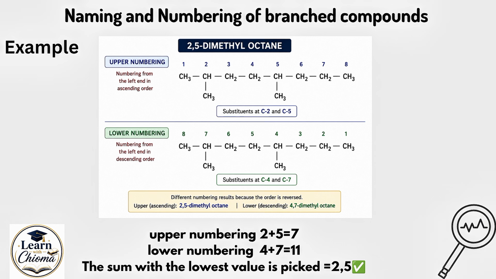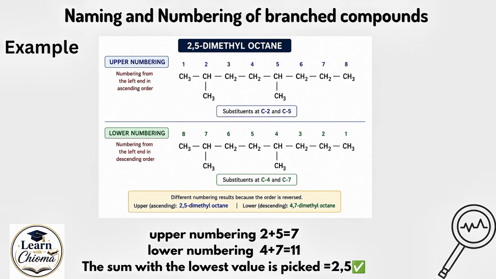Let's summarize the process for naming branched compounds. First, identify the longest carbon chain. Second, number the chain correctly. Third, identify and locate all substituents. Fourth, arrange different substituents alphabetically. Finally, combine everything into one complete IUPAC name. The more examples you practice, the easier this process becomes. Naming organic compounds is a skill that improves with consistent practice.